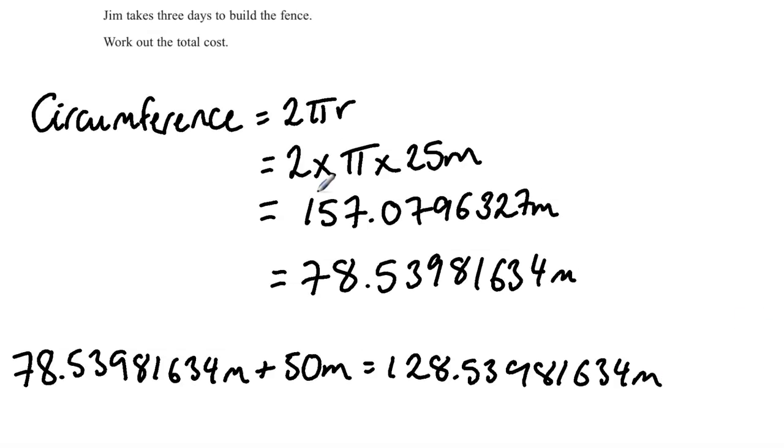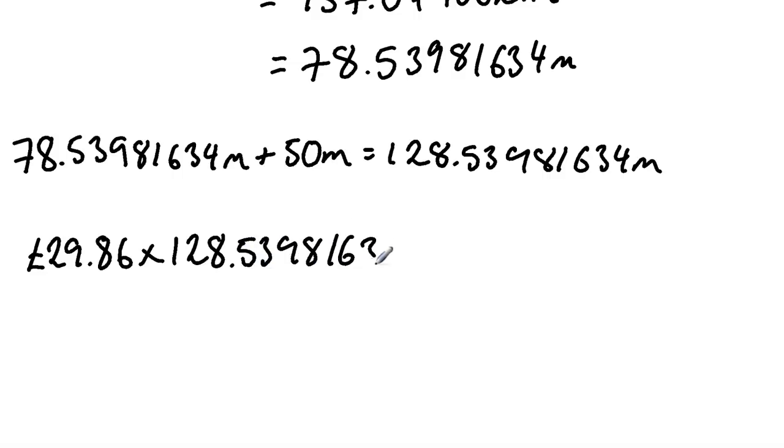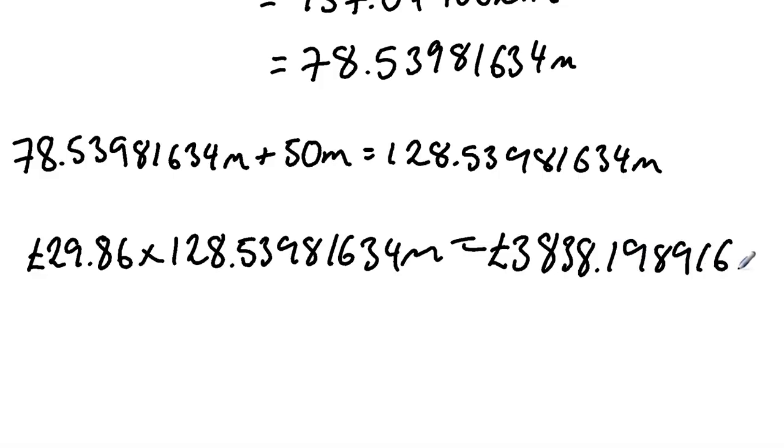128.53981634 meters. Now it clearly states in the question that it would cost £29.86 per meter. Therefore, I need to multiply 128.53981634 by £29.86. So, which equals 3,838.198916. We're not finished yet.